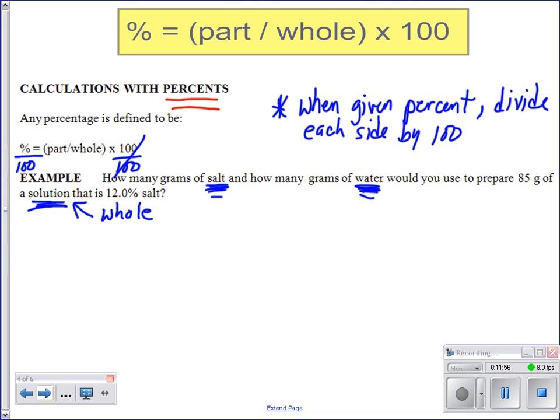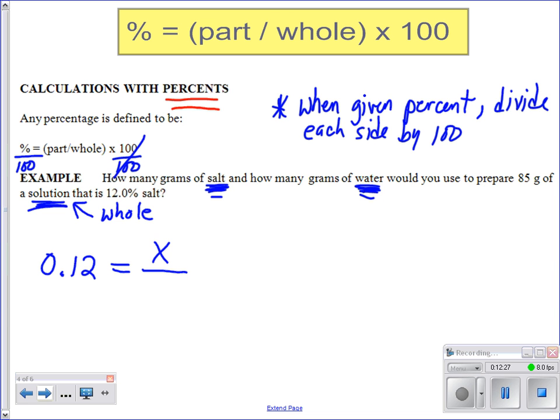So when we set this up, since we're given percent, I'm going to go ahead and divide it by 100. I'm just going to decimalize that, meaning it becomes 0.12. It's part over whole. What are you going to put in for part? X. That's all you have to do in this case. We don't know what the part is. That's what we're looking for. How many grams of salt? That's going to be a part that we're looking for.